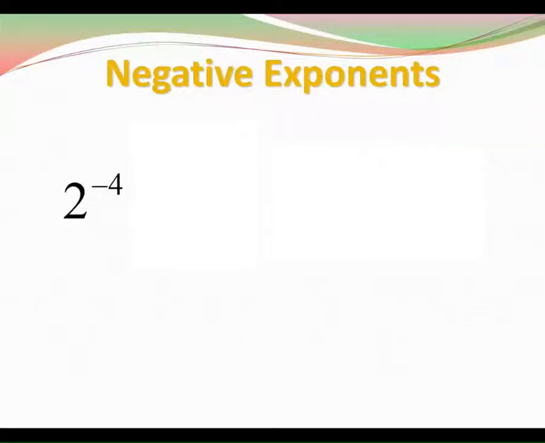So, if I have 2 to the negative 4th, let's say I wanted you to simplify this in your head without punching it into a calculator. Now, remember I said if it doesn't have a fraction, we can always put it over what number? We can always put it over 1, right? So we're going to put that over 1.